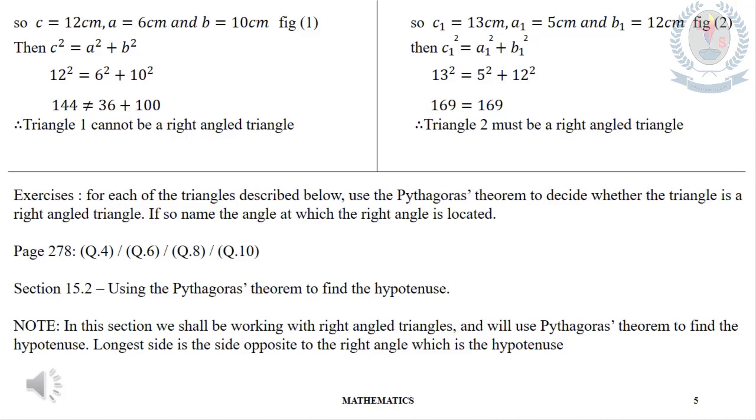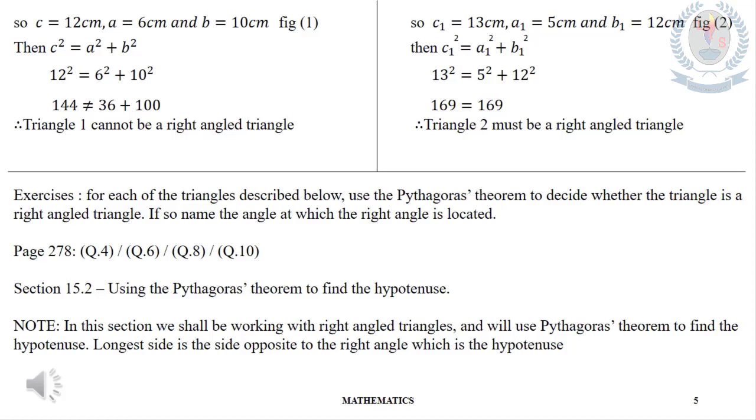In figure 2, C1 equals 13 centimeters, A1 equals 5 centimeters, B1 equals 12 centimeters, then C1 squared equals A1 squared plus B1 squared, that is 13 squared equals 5 squared plus 12 squared, so 169 equals 169. Therefore, triangle 2 must be a right angle triangle.